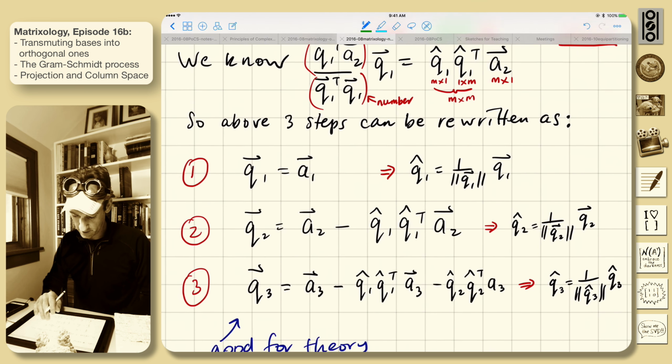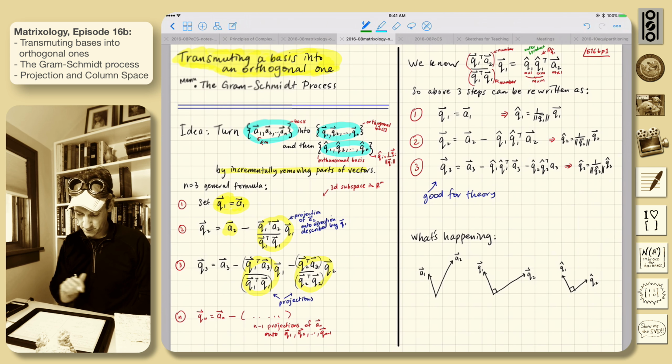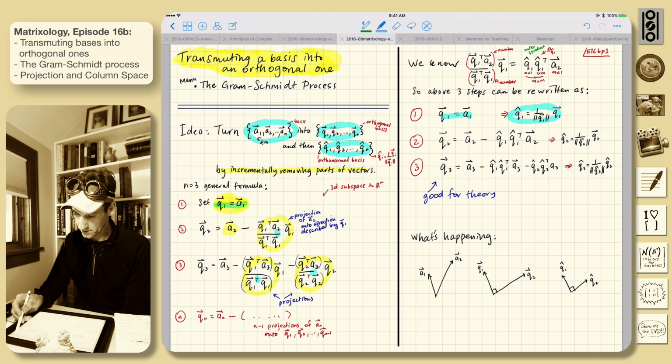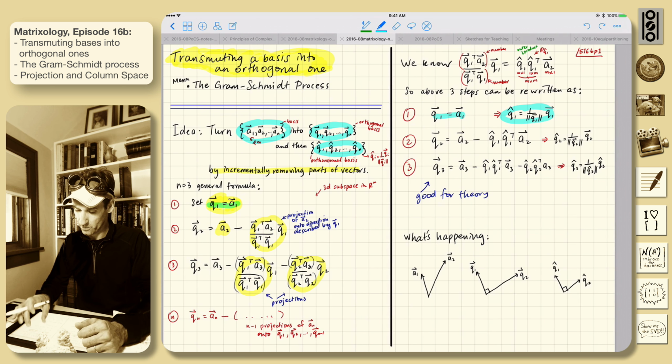So we'll rewrite those three steps. Maybe I'll show the whole thing. So this is the same. Q1 is A1 in both cases. And this is how we get to the orthonormal piece. Right, we divide through by the length of Q1. Q2, we're going to rewrite these other projections, right? 1, 2, 3 projections, right? Here, here, and here. We're going to rewrite them using this projection operator structure, right?